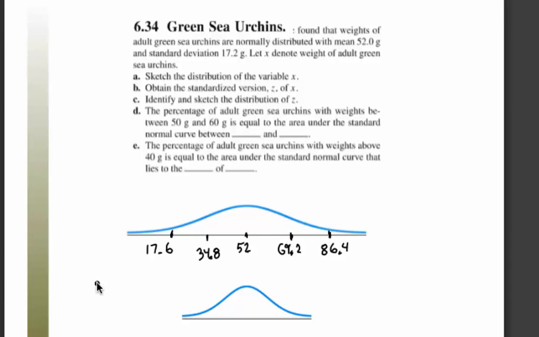Okay, obtain the standardized version of x, which we call z. So z, that's going to be our formula. What's z going to be? X minus 52 over 17.2. Good.